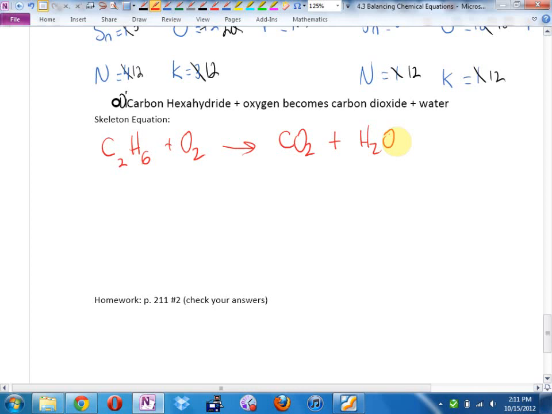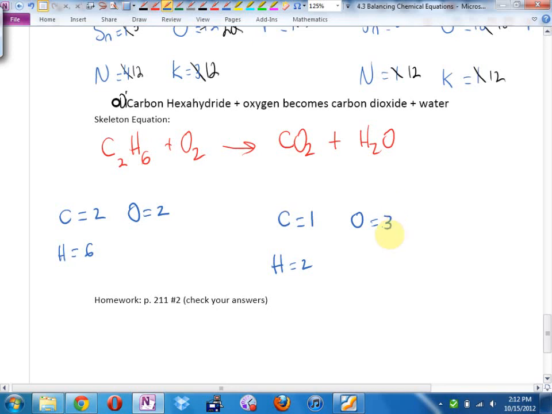Let's now try listing how many of each atom there are. On the left side, how many carbons? 2. How many hydrogens? 6. How many oxygens? 2. On the right side, how many carbons? 2 or 1? 1, because that 2 is on the O, right? How many hydrogens? 2. How many oxygens grand total? 2 or 3? 3, because there's O2 and there's one more.